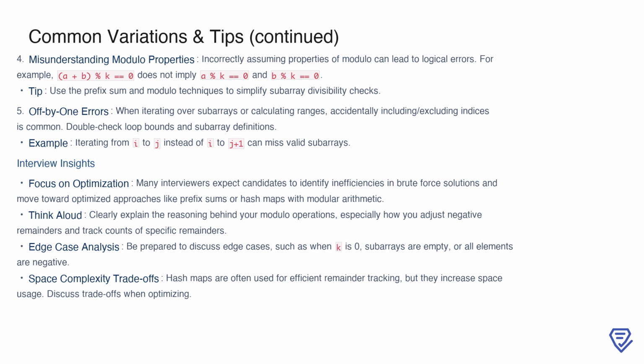From an interview perspective, it's important to focus on optimization strategies. Interviewers often expect you to identify inefficiencies in brute force solutions and transition toward optimized techniques like prefix sums or hash maps. Be sure to clearly articulate your reasoning, especially when adjusting negative remainders or tracking remainders in a hash map. Discuss edge cases thoroughly, including when k is 0 or all elements are negative. Lastly, consider space complexity trade-offs, as hash maps, while efficient, do increase memory usage. Being able to weigh these trade-offs demonstrates a deeper understanding of the problem.